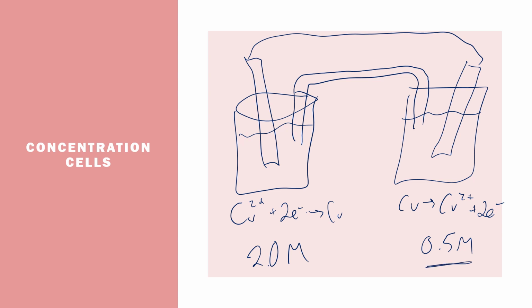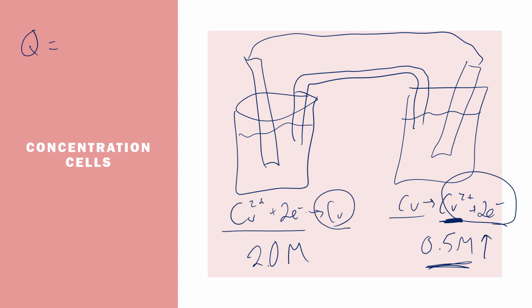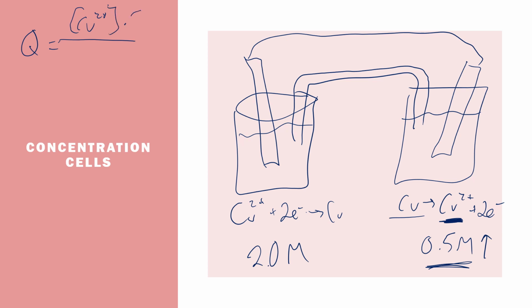Because I have a lower concentration on this side, the reaction is going to proceed towards the products. I need to create more ions here to increase this concentration to get it closer to equilibrium. So when I am writing out my value for Q, it's always products over reactants, but we don't include solids, so those solids, coppers, don't matter. So we have our concentration of the copper ions in the 0.5 molar cell compared to the concentration of the copper ions in the 2 molar cell.